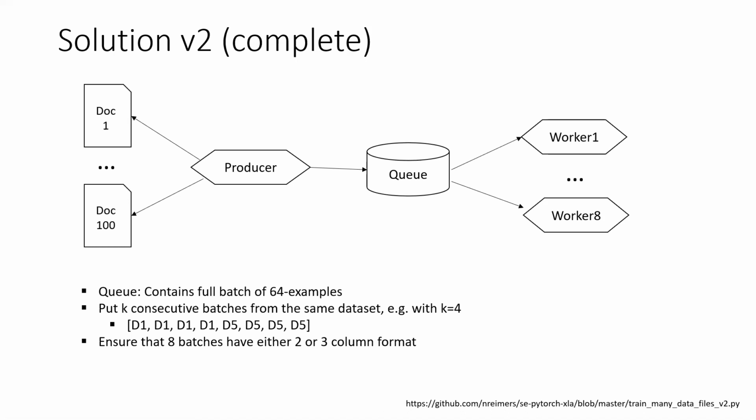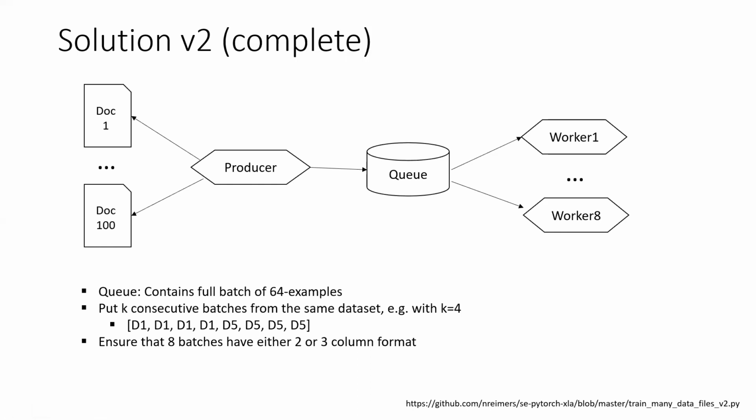What we have to ensure is that a certain number of consecutive batches are from the same data set. We want all the workers to get data from the same data set, for example. So we put Stack Overflow on the queue 8 times, and then we know our 8 workers will pull 8 batches from the queue. So all the 8 workers will work on Stack Overflow data. We can also split it.